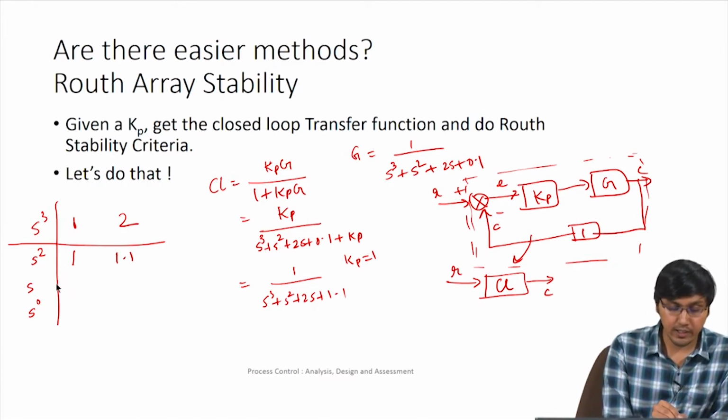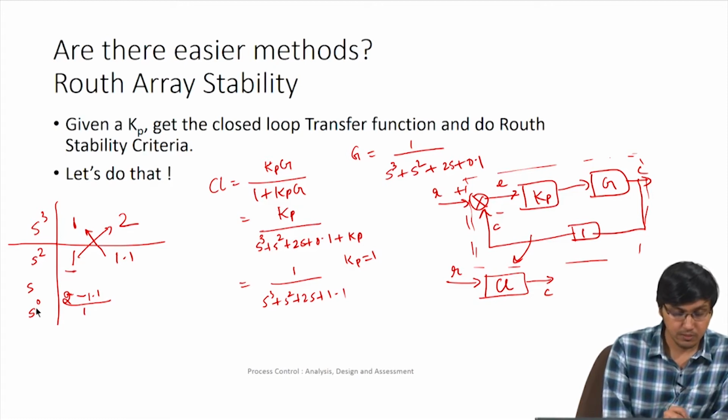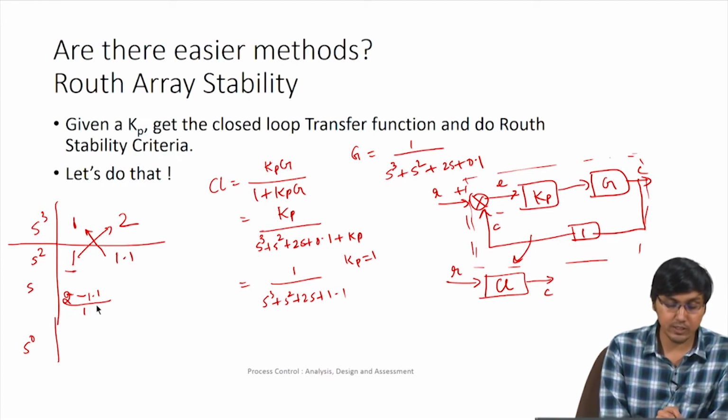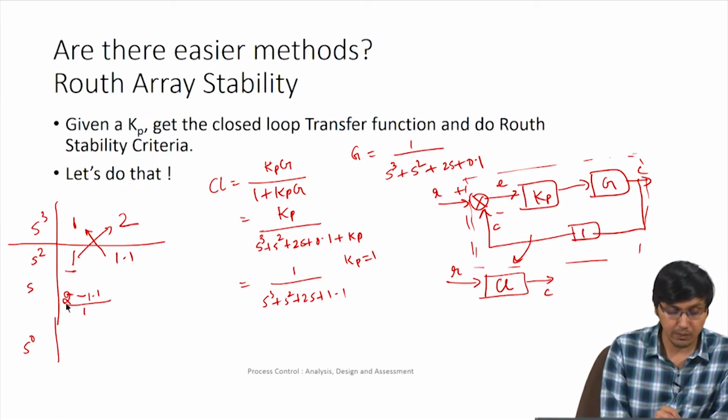Now the first term here, we frame by cross multiplying: 2 minus 1.1 divided by 1. Let us put this down here. What is the value of this? 2 minus 1.1 by 1 is nothing but 0.9, right. So, 0.9.